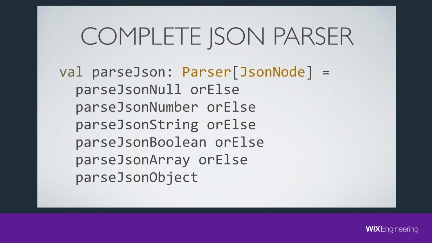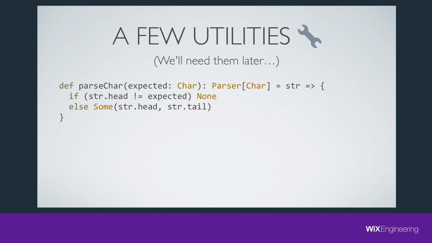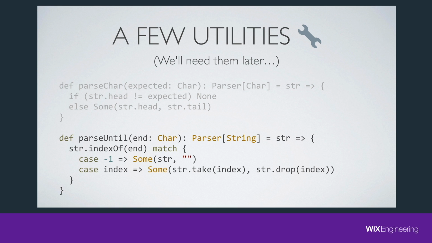Now we can define the full JSON parser. Of course, this will not yet work because we only created the parser for number node. So before we continue with the other node types, we need a few utilities. Parse_char will parse successfully if the first character of the string matches the expected one. Parse_until will return everything until the first occurrence of the ending character.